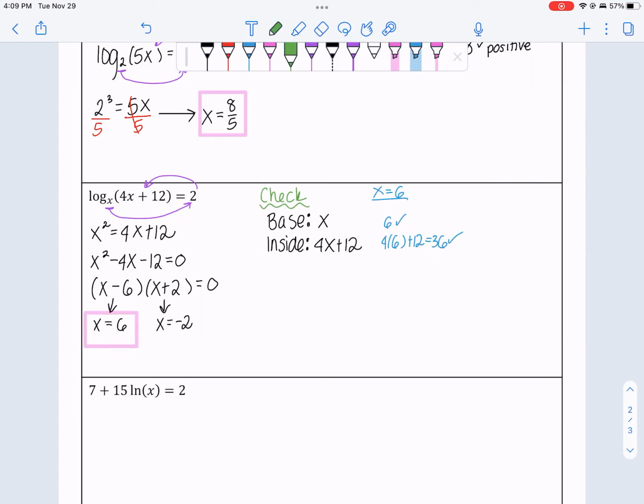Let's try the other answer that we got, which is negative 2. And you might see already this is going to be an issue because when we go to plug it into the base, we now have a negative in the base, and we can't have that. We don't have negative bases. So negative 2 is not an answer. We cannot have a negative base. So there's one answer, and it's x equals 6.